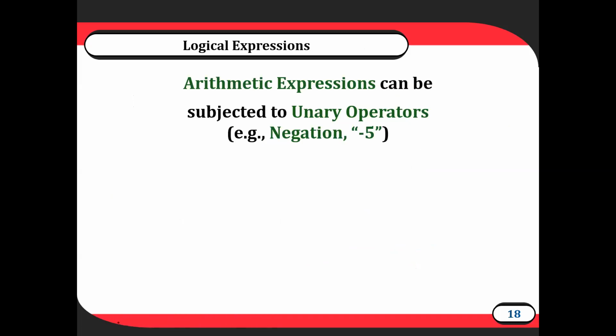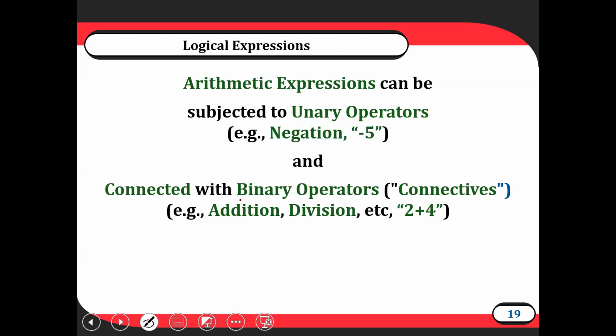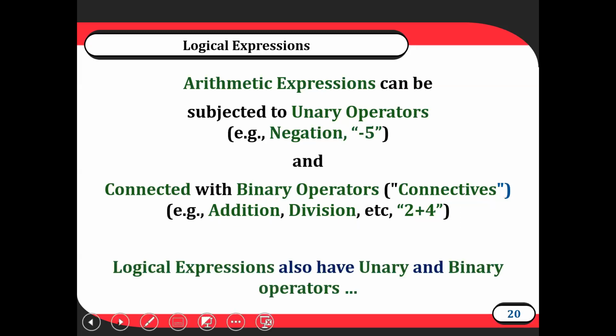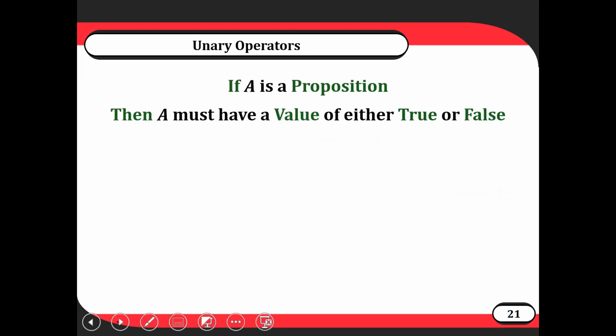In arithmetic, we have unary operators like negation, so negative 5. We're not subtracting 5 from anything, we're just saying that there is negative 5 of something. Or we can connect arithmetic expressions with binary operators, which we call connectives. That would be addition, division; 2 plus 4 would be an example. That's an arithmetic expression, and the 2 and the 4 are also arithmetic expressions, connected by this binary operator. And here, this is an expression, and we're using this unary operator on it. Logical expressions also have unary and binary operators. We're showing you all this, which should be very familiar to you, just to show you that logical expressions operate very similarly.